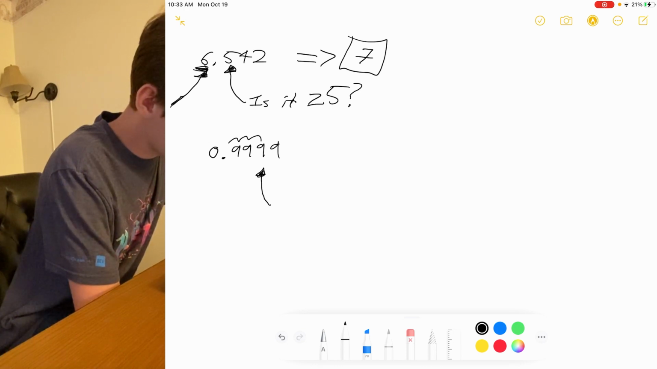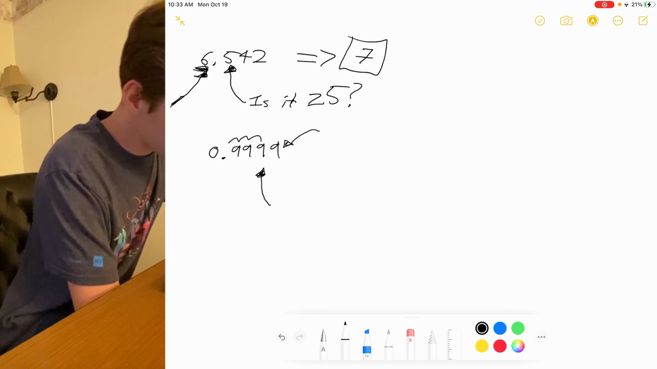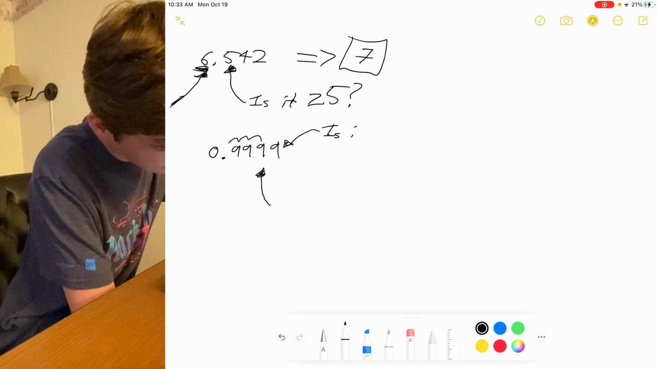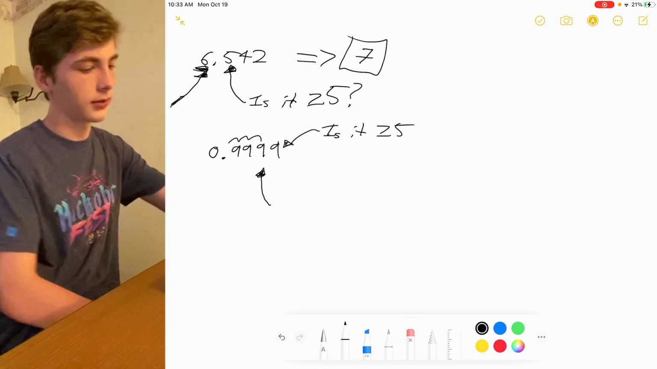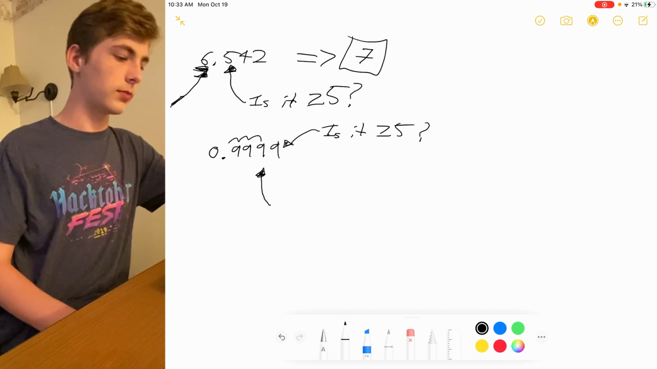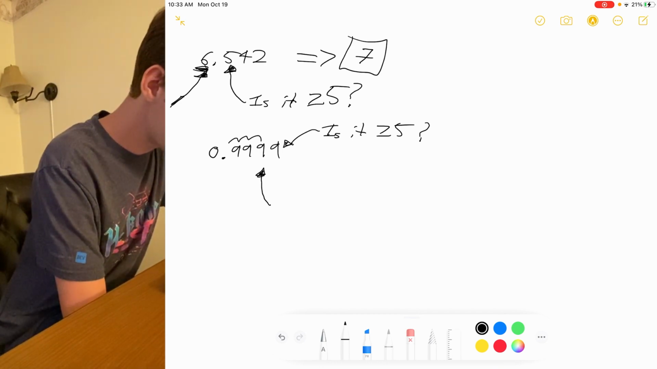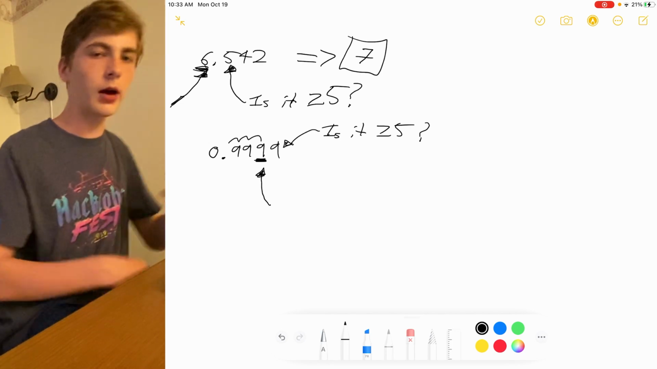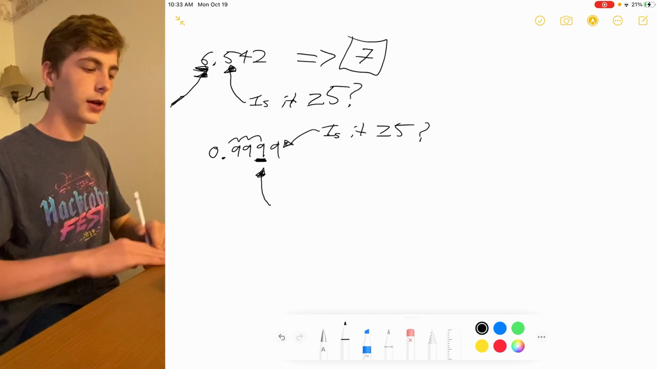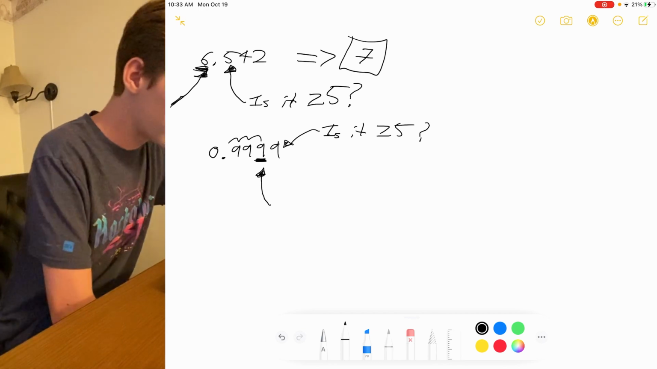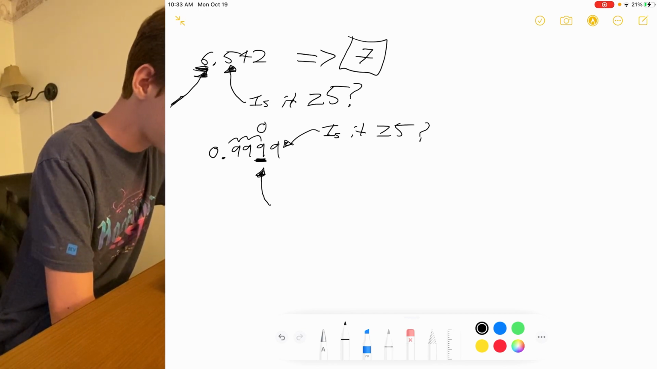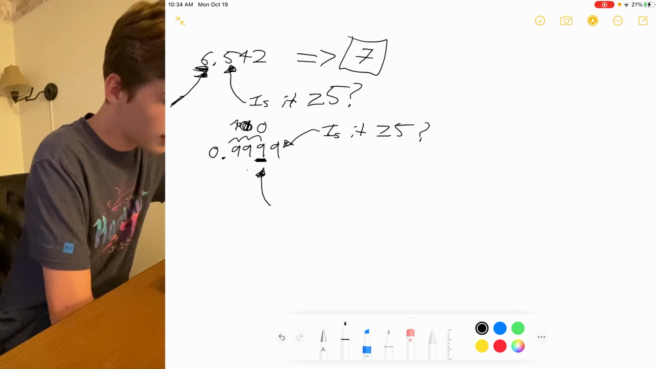So we're going to look at the number right after this one. Is it greater than or equal to 5? Yes, it is, which means the 9 that we're rounding to has to go up by 1. But what happens when 9 goes up by 1? It becomes a 10, right? And so that's going to become a 0, which means we have to add the 1 from the 10 to that 9, which makes that 9 a 10, which makes that a 0, and another 1, which makes that a 10.